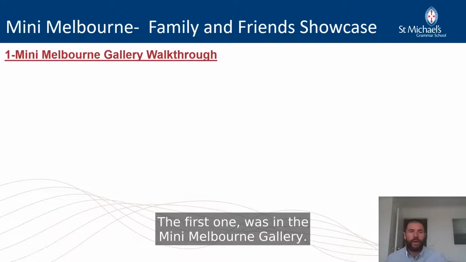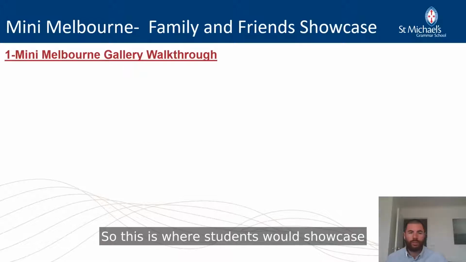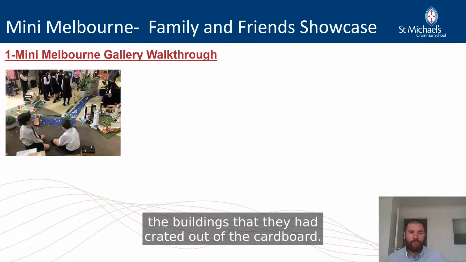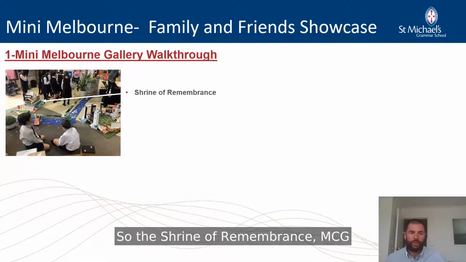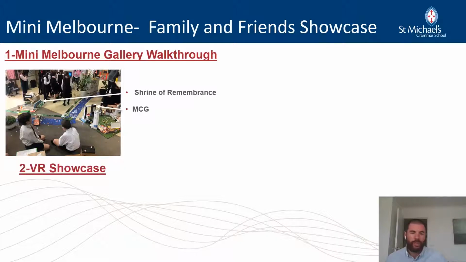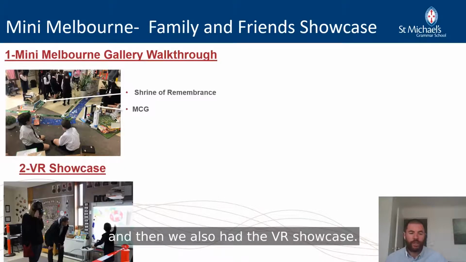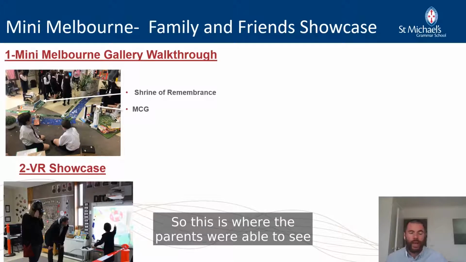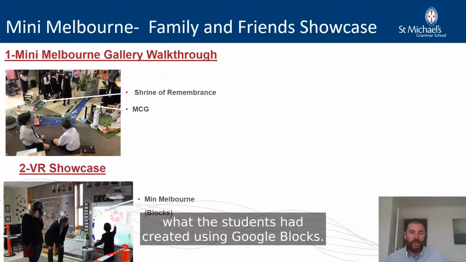The first one was the Mini Melbourne Gallery. This is where students would showcase the buildings that they had created out of cardboard. So the Shrine of Remembrance, MCG. And then we also had the VR showcase. This is where the parents were able to see what the students had created using Google Blocks.